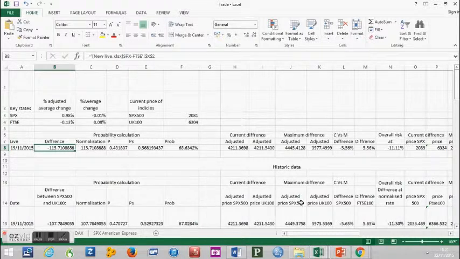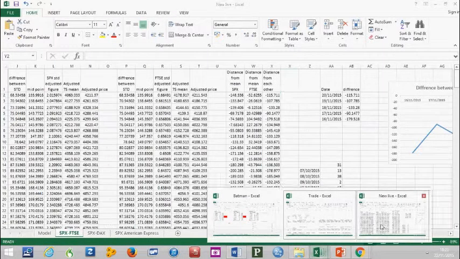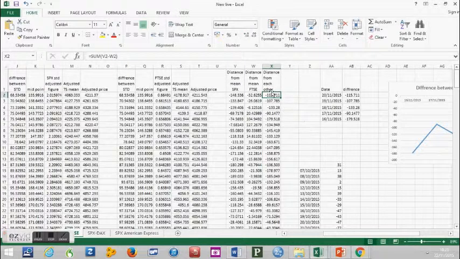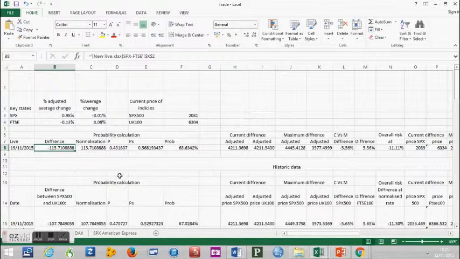So this figure here is the difference. This cell goes and gets the difference from the one we just used. So it goes and gets this figure from here and puts it in there. And then because we're working out percentage differences, it just gets normalized. So I put it into positive terms, just treat it as a figure rather than as a negative and a positive. Alright, this is the interesting bit.